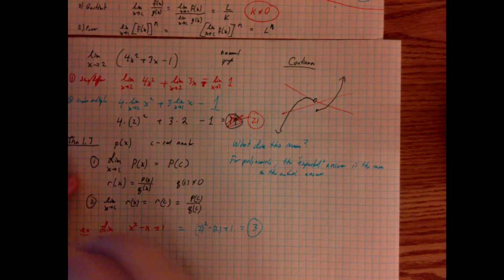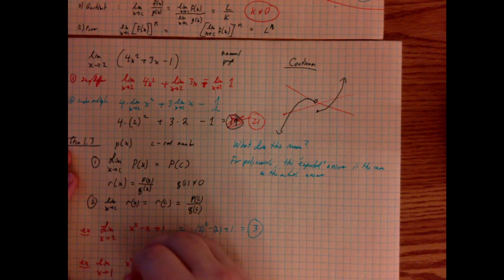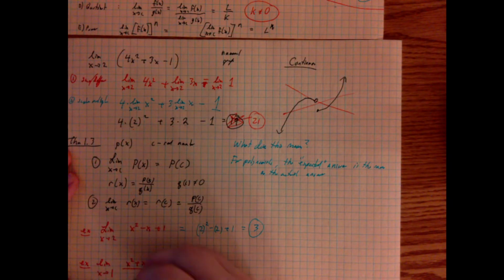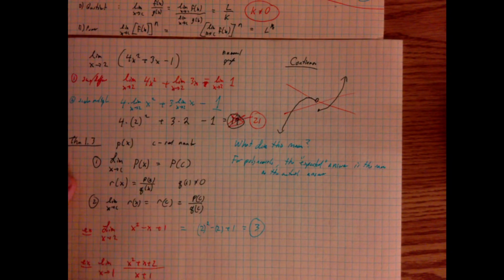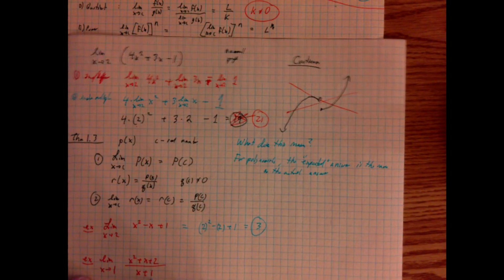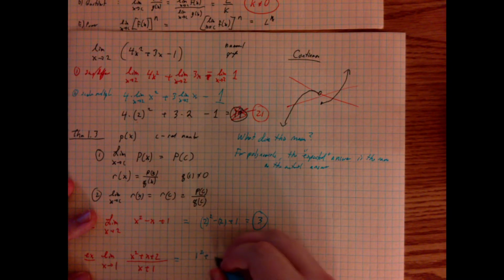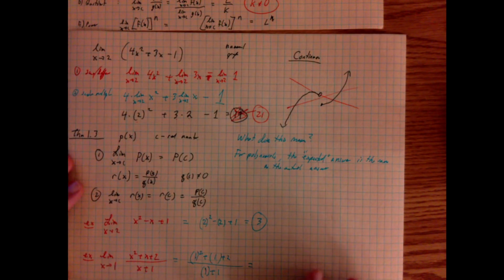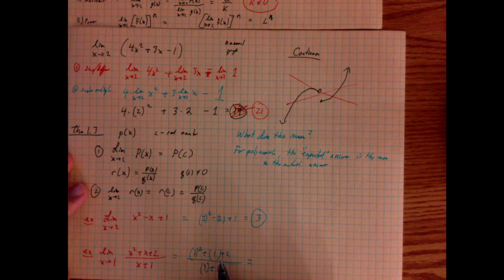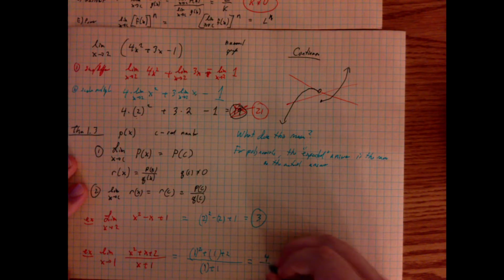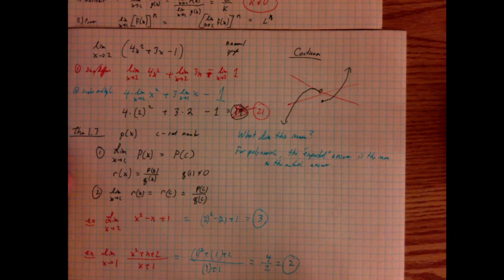What it also means is, if it's rational, as long as the bottom doesn't equal 0, this also works. So if I had, for example, x squared plus x plus 2 over x plus 1, you'll notice that if I plug in 1, the bottom is not equal to 0, which means that I can literally just take the 1 and plug it in and solve it algebraically. 1 squared is 1, plus 1 is 2, plus 2 is 4. 1 plus 1 is 2. 4 over 2 is, of course, 2.